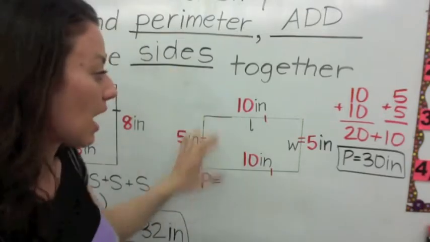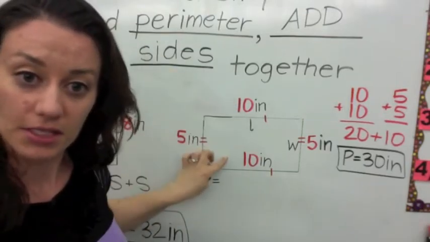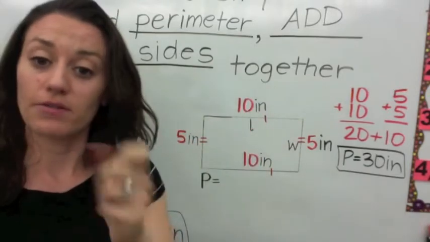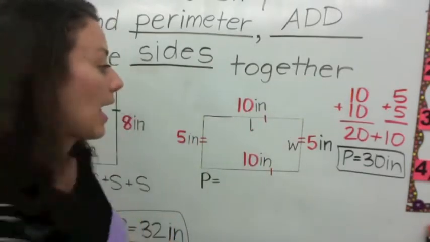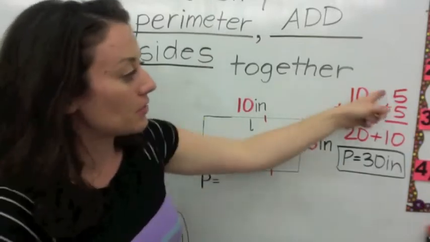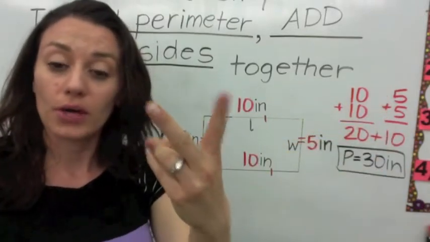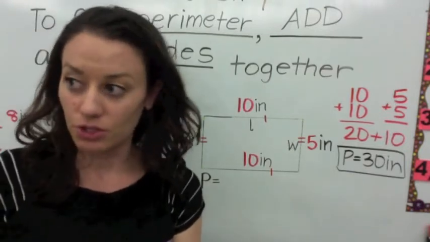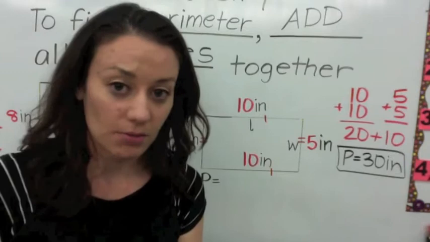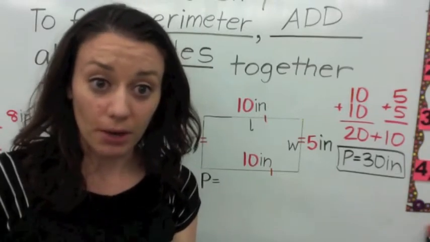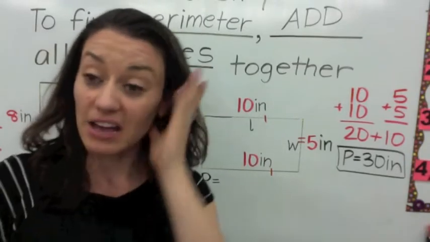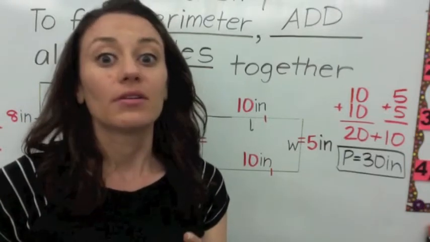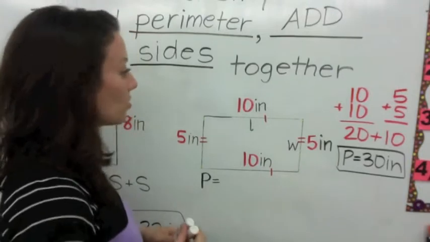Now, there is also a shortcut to this. I want you to notice something. How many 10s do you have? You have this 10 and this 10. You have 2. Now, these are the lengths. There's 2 of the length. How many widths do you have? How many 5s? You have 2. So, again, it's repeated addition. If you add 10 plus 10, is that the same as 10 times 2? What's 10 times 2? It's 20, right? And what about 5 plus 5? Is that the same as 5 times 2? Yes, 5 times 2 is also 10.